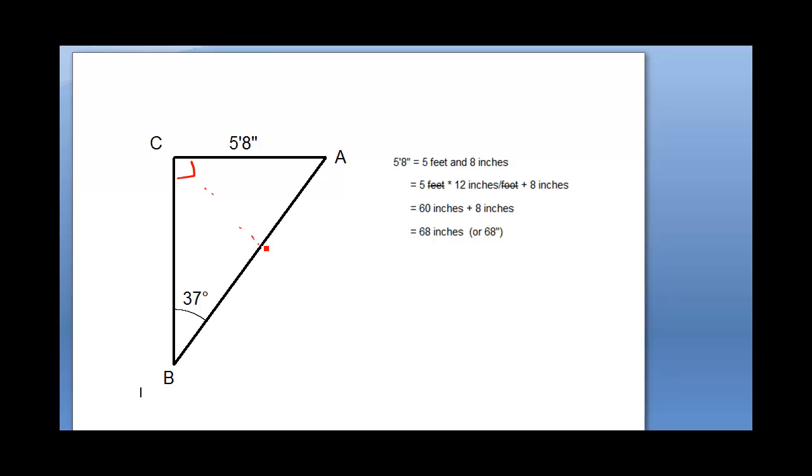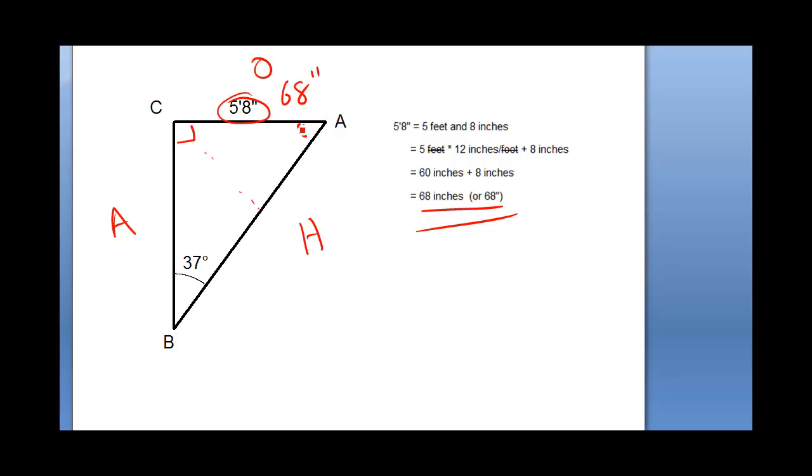So if that's the right angle, this must be the hypotenuse. If this is the angle, we know that has to be the opposite, and the other one must be the adjacent. It's not nice to look with 5 foot 8 inches, so it's better to get it into inches only, so 68 inches. Okay. So what do we want to work out? Well, we could work out angle A if we wanted to.